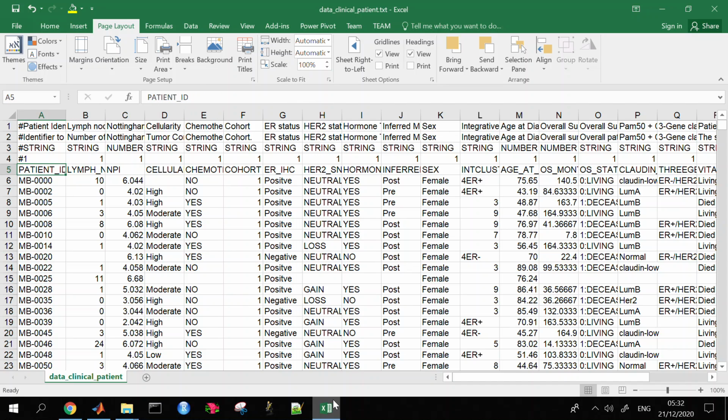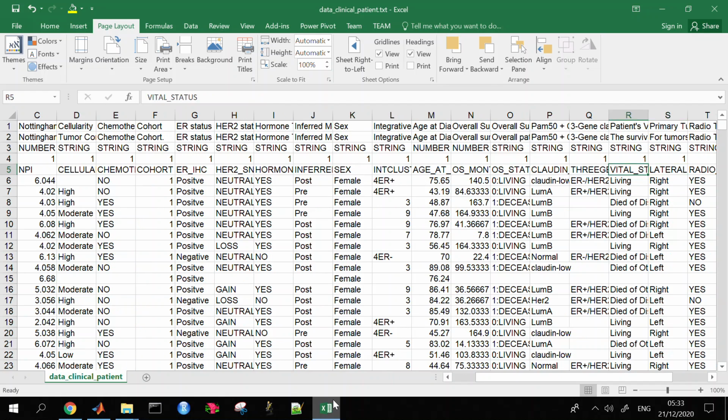Okay, so what we're looking for, you have to search for certain columns. You have to search for a column that's called overall survival status, which basically is a column that describes whether the patient is dead or alive.